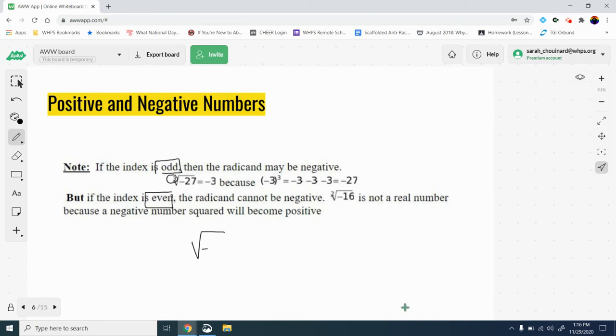So we say that the square root of negative 16 is imaginary, because there's no number that when we multiply it by itself can be negative 16, because 4 times 4 is positive 16, and negative 4 times negative 4 is positive 16. So it's physically impossible to take the square root of a negative.